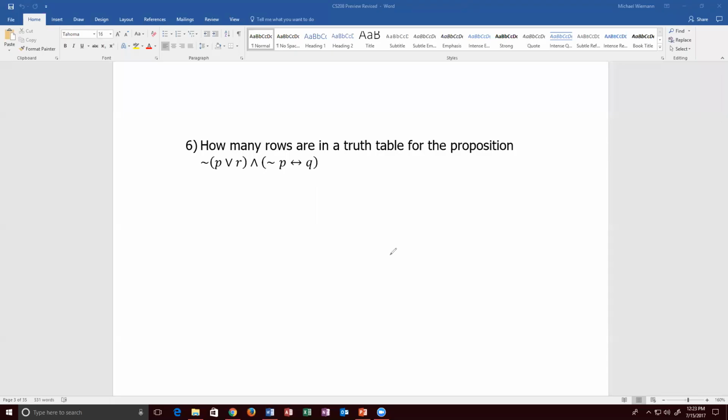Number six. How many rows are in this truth table? Well, let's create a distinct list of the variables here. I have a P, I have an R, not P is still using P as the variable. The negation doesn't impact it. And I've got Q. So if I do the cardinality of that set, I end up with 3. Again, our general formula was 2 to the n. 2 to the third power results in 8 rows inside of this truth table for problem number 6.